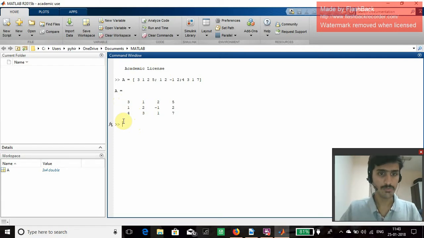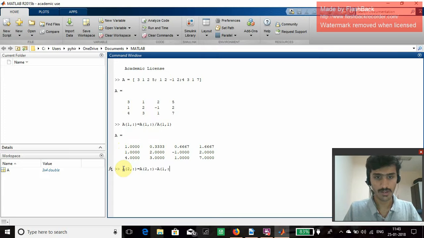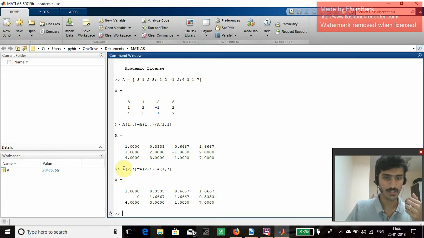So let's go. The first step is converting this 3 to a 1. So we'll do A equal A, with the first row replaced by the first row divided by the first element of the first row. So here we got 1. Now our next aim is to convert this 1 and 4 to 0. That's easy. Again, we repeat the same thing. Row 2 is replaced by row 2 minus row 1. So here we got a 0.